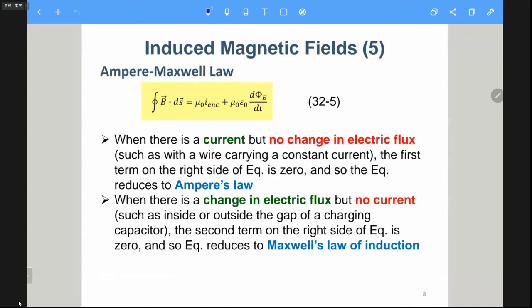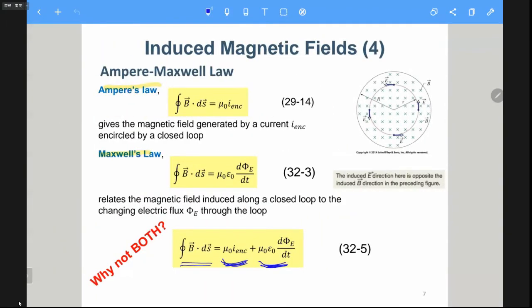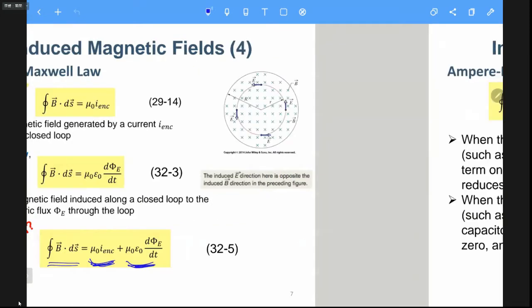So here, this is called Maxwell's law, because just now we mentioned that the upper one we call Ampere's law, and the lower one is Maxwell's law. So when we combine them together, it is Maxwell's law. It's just like the PPAP. When you combine the pen with the apple, it becomes apple pen, something like that.